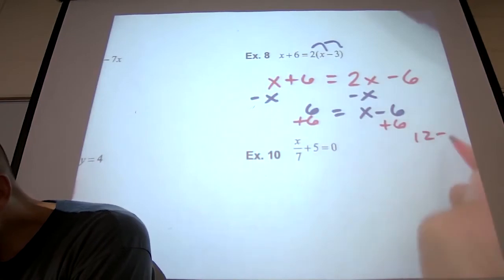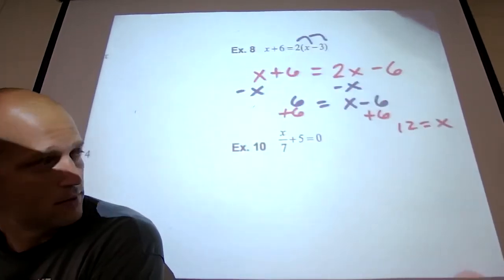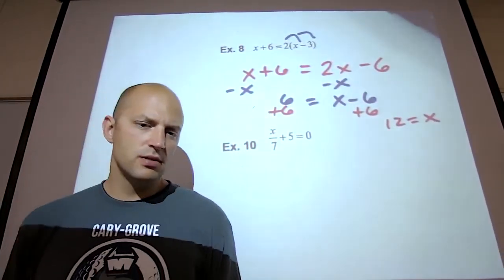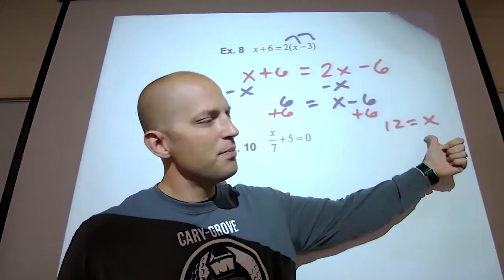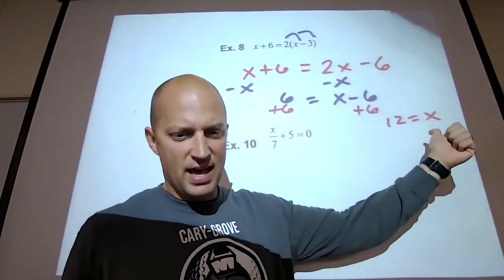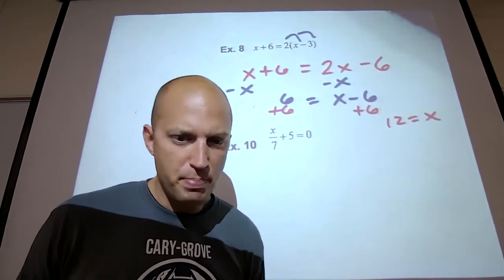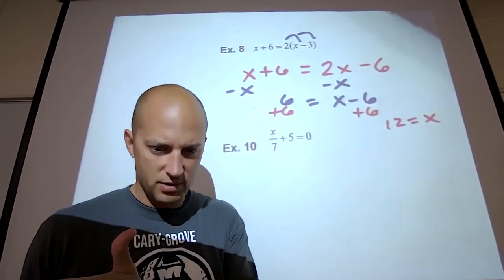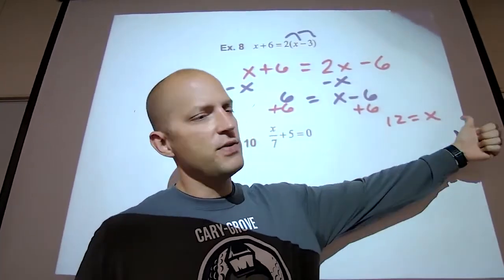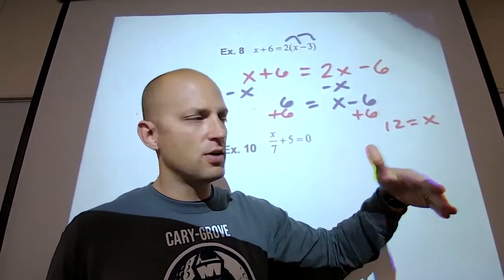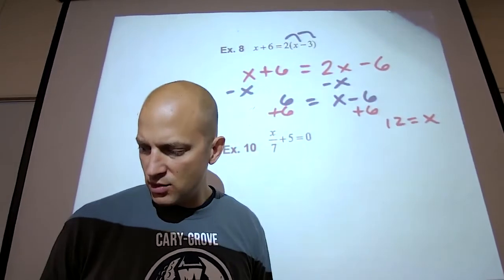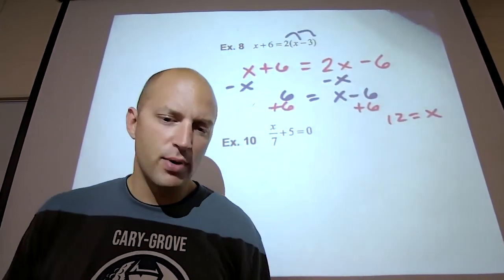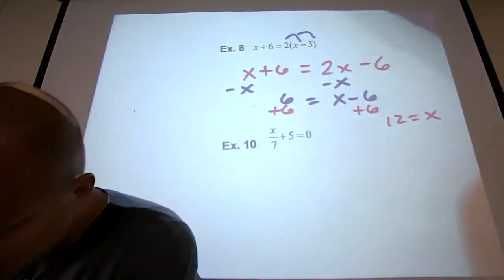We get 12 equals x. Okay? Now, if this was a quiz or test, I just don't like how that looks. It looks backwards to me. Anytime we're solving for a variable, we want x equals, right? Not 12 equals x, it's x equals 12. So this is backwards. If this was a quiz or test, I would not take points off. I would just write this on your paper.